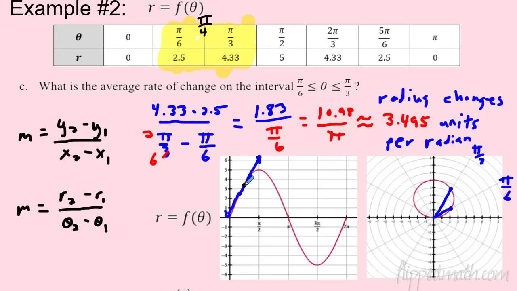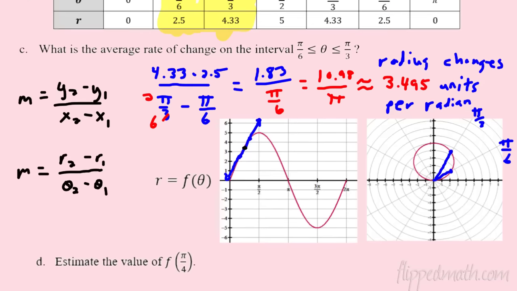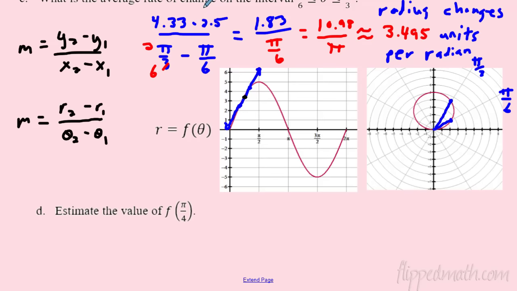Here's pi over 4 right here. And see how I have this nice blue line right there? We can use this blue line to estimate the black point on the line to get a ballpark idea of where the pi over 4 will be. Holy cow, let's do this. It's not too bad. So if I'm going to estimate this, luckily we know the average rate of change.